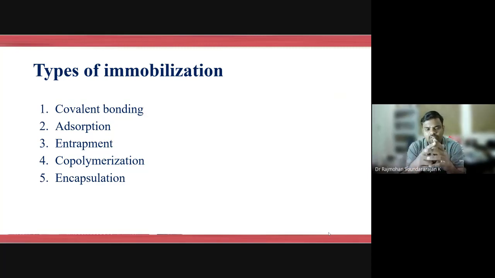I was telling you in the previous lecture that two major things have been covered. One is that these enzymes are soluble in water, so we have to make them insoluble by immobilizing them onto a surface so that they can be easily recovered from the product stream, right?